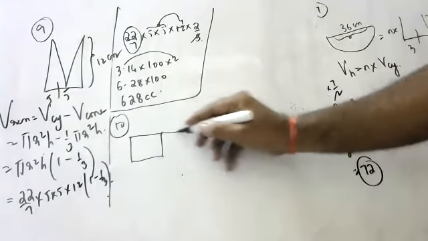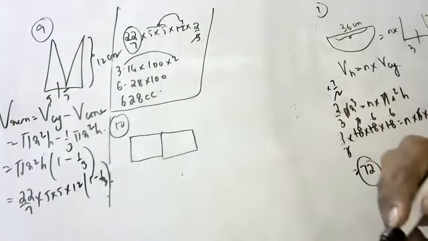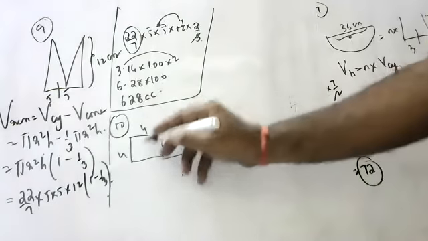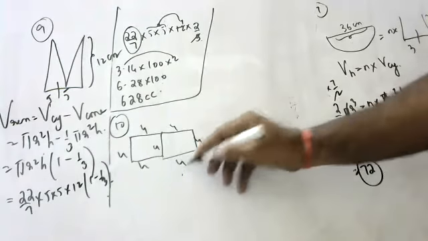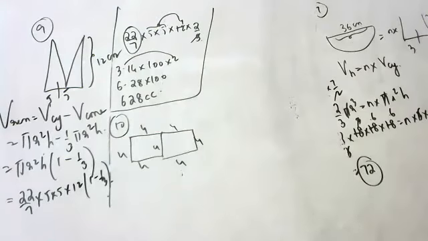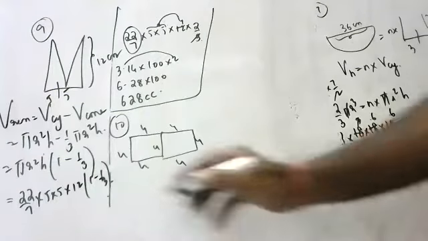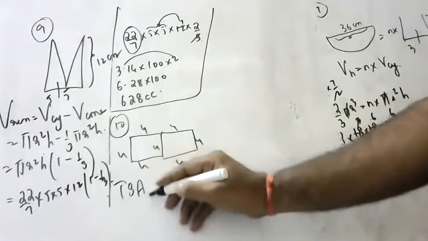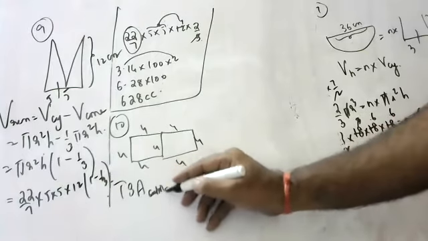Two cubes are attached side by side, each of 4 centimeters. What is the surface area of the resulting cuboid? TSA of the resulting cuboid.